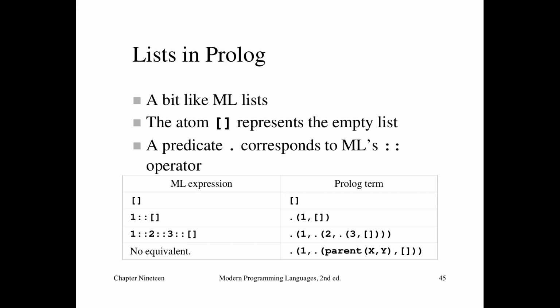We can also say 1 double colon 2 double colon 3 double colon empty square brackets, which is equivalent to dot 1 comma dot 2 comma dot 3 comma square brackets, with all those separate parentheses. Now, interestingly enough, we can also put in any other terms, for example, parent x y, which has no equivalent. We can do that in Prolog. We can't do that in ML.